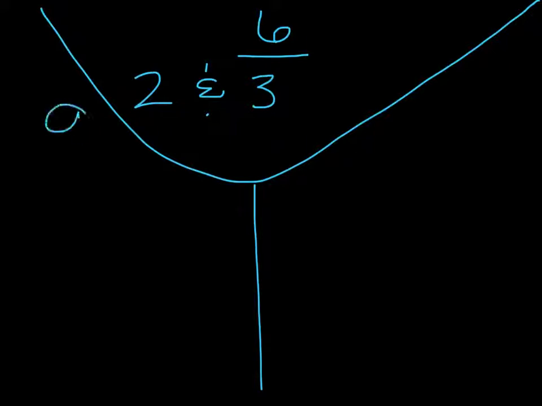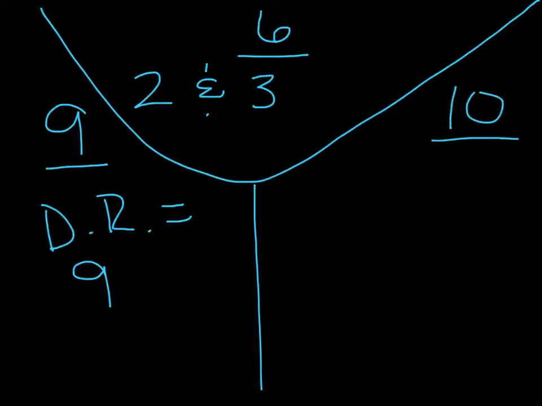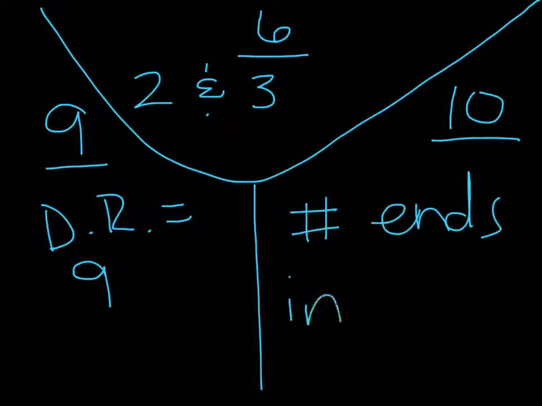Our second to last number is 9. Any number that has a digital root that is exactly 9 is also divisible by 9. Our final number is the number 10. Any number that ends in 0 is divisible by 10.